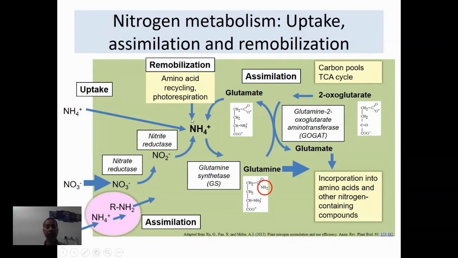Once ammonium is taken up by the plants, it is converted to glutamine with the help of the glutamine synthetase enzyme. This is an amino acid, which can be incorporated into different nitrogen-containing compounds. Again, from this glutamine, with the help of the enzyme glutamine oxoglutarate aminotransferase, it is converted to glutamate, which is another important amino acid. And this is how the cycle goes on with the help of the GS-GOGAT enzymes. And this ammonium is also remobilized through amino acid recycling and the photorespiration process.